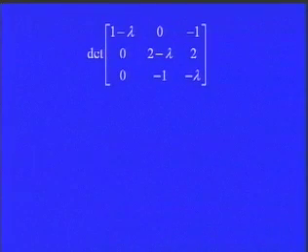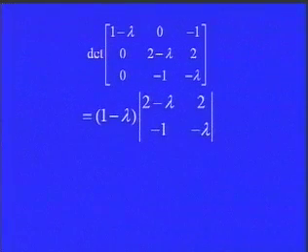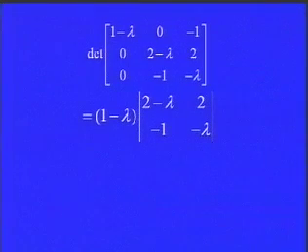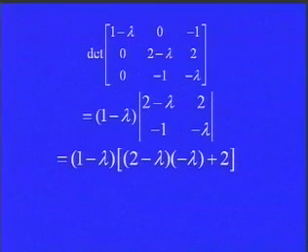Okay, so the determinant of A minus lambda I would be, now remember with the 3×3 you have to choose a row or a column. In this case I definitely want to go with column 1 because that gives me 1 minus lambda times, now if you mark out the first row and first column you get 2 minus lambda, 2, -1, and then negative lambda. Multiplying out the determinant of the 2×2, I have 1 minus lambda times, here's the 2×2 determinant, 2 minus lambda times negative lambda, then plus 2, because it would be minus -2.